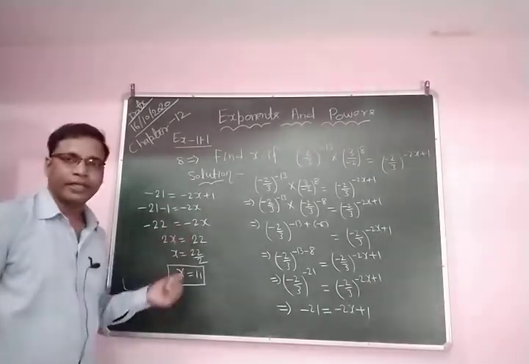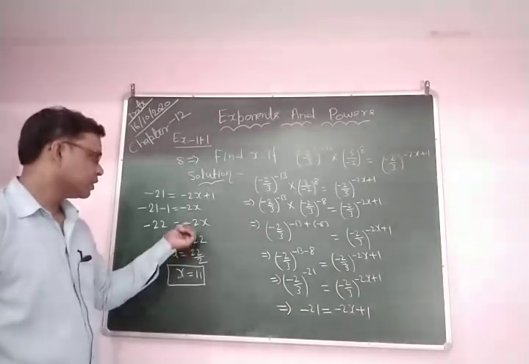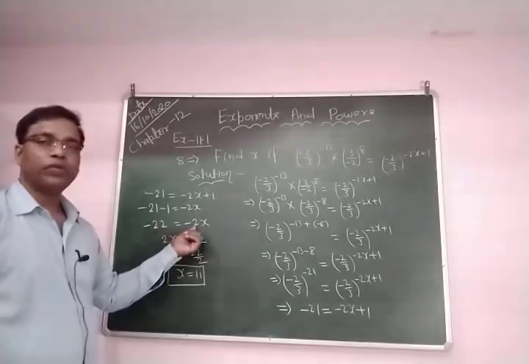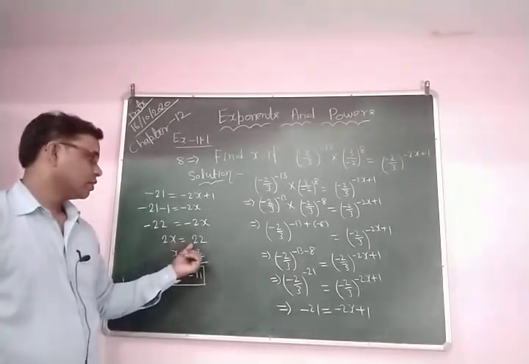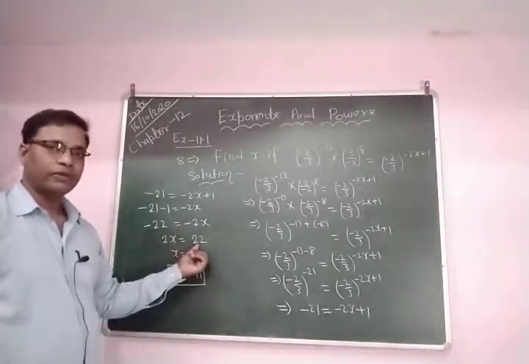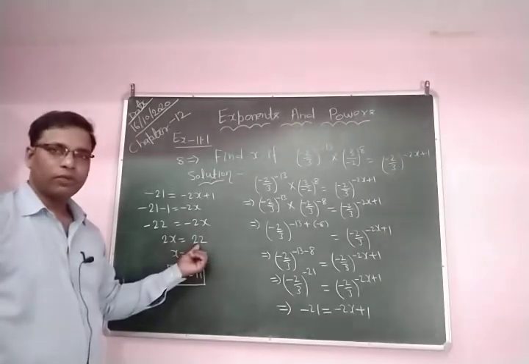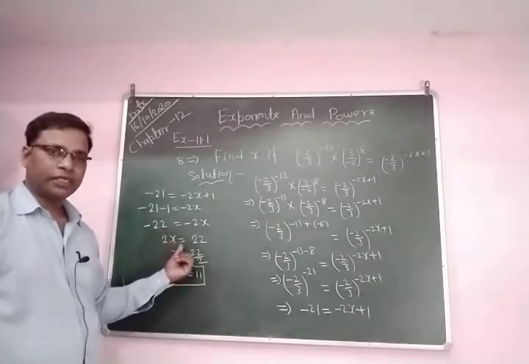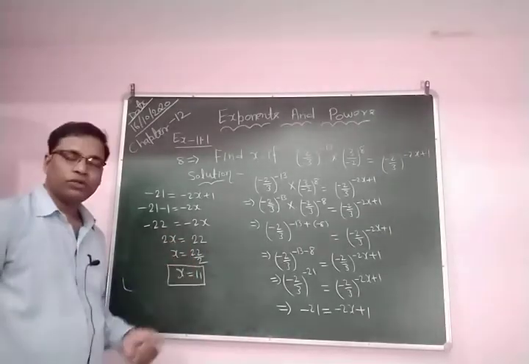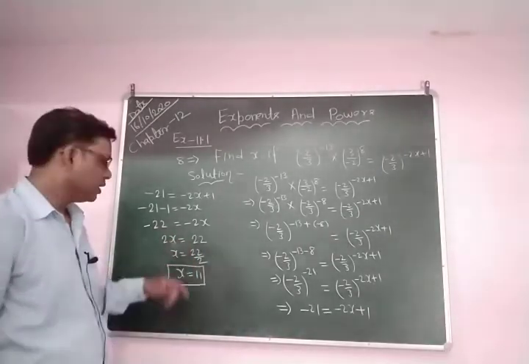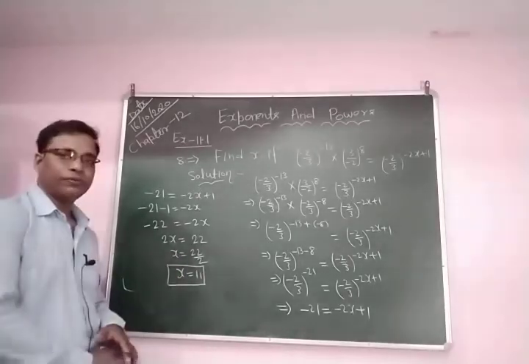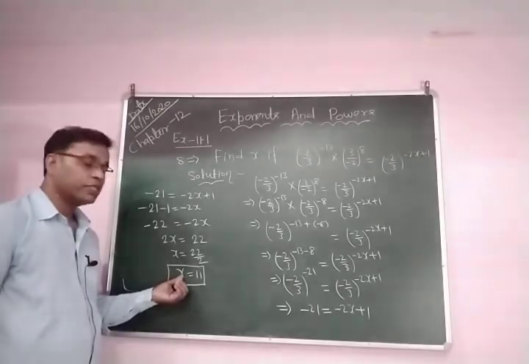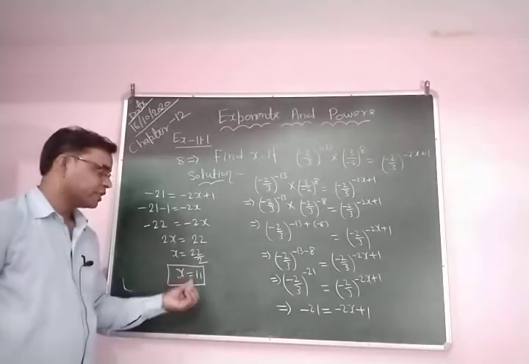This is clear? Now, -21 - 1 is equal to -22. This is equal to -2x. Here you can cancel minus into minus. So this becomes 2x is equal to 22. When we transpose this 2 to the right hand side, then it becomes 22 by 2. So we write here x is equal to 22 by 2. Clear? Now, in this way we obtain the value of x is 11.